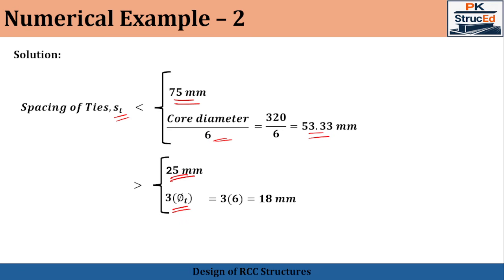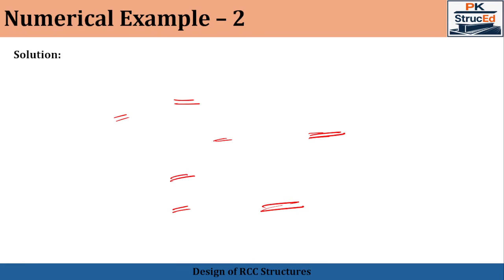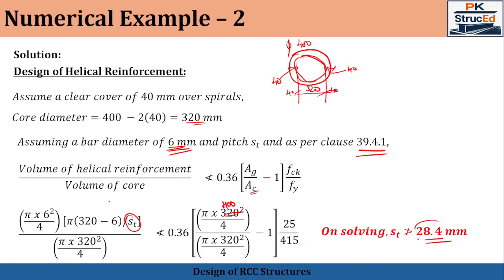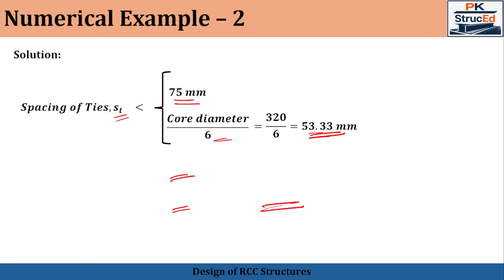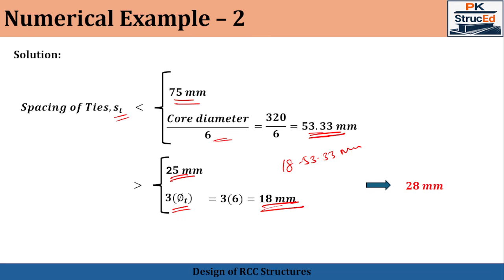So the condition that we are going to use is that the spiral's pitch should be greater than 18 mm, right? And it should be less than 53.33 mm. What we calculated is 28.4 mm, right? Which is within the permissible limit of 18 to 53.33 mm. Therefore, we can provide the spacing of the ties as 28 mm. So provide 6 mm dia spirals at 28 mm centers throughout the length of the column, right?